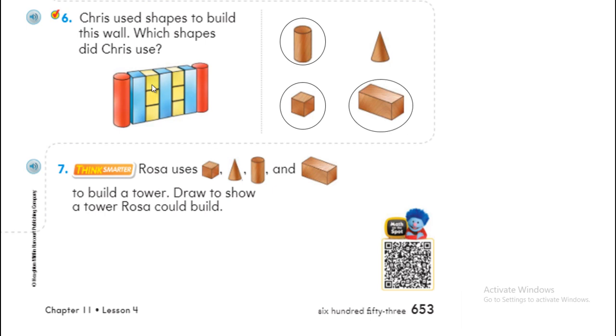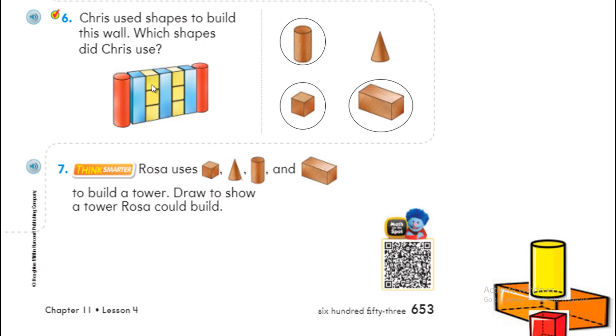Rosa uses cubes, cones, cylinder, and a rectangular prism to build a tower. We need here to draw a picture to show the tower that Rosa could build. Well, she could use all of them, or she could use some of them. For me, I go ahead and I use all of them. For you, you can choose only 2, or even more. It's up to you. Use 2 or more shapes to build the tower. And remember, a tower looks a little bit tall.